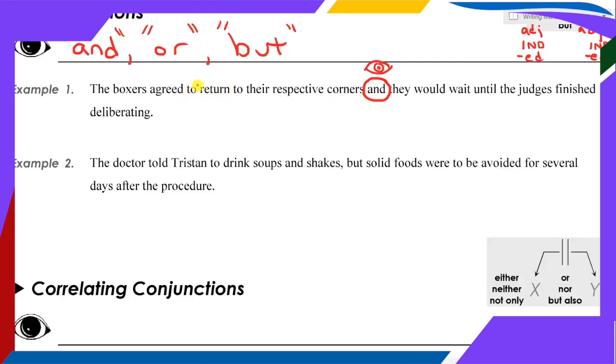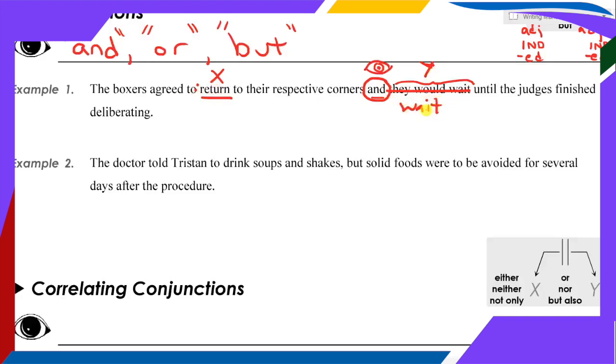They agreed to, number 1, or our x, return to their respective corners, and then after the and, let me make that a y, we have they would wait, which is an independent clause. So we go from an infinitive here, to return, to an independent clause, they would wait. We don't want to do that. We want to stay consistent. We want to stay balanced. So the boxers agreed to x, return, and y, wait.